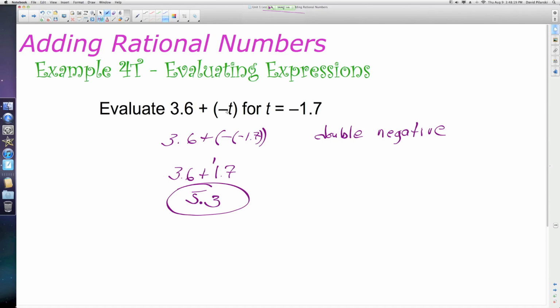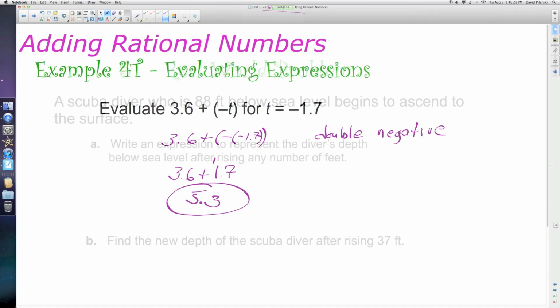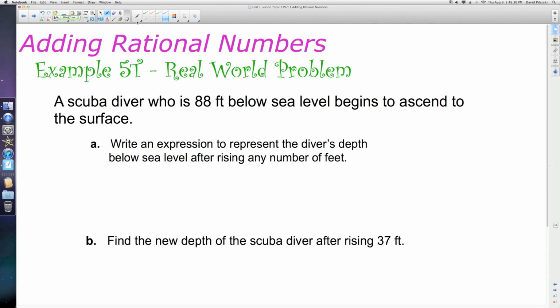Be careful when you're substituting in for the opposite of a variable or a negative variable. You need to change the sign. Really, you're going to see that in your coming examples. Here in example 5T, we have a real-world problem-solving situation. It tells us a scuba diver who is 88 feet below sea level begins to ascend to the surface. Let's break that down and see what that means. 88 feet below sea level. Well, I think as a number we would represent that as a negative 88 with sea level being the 0. Above sea level would be positive.